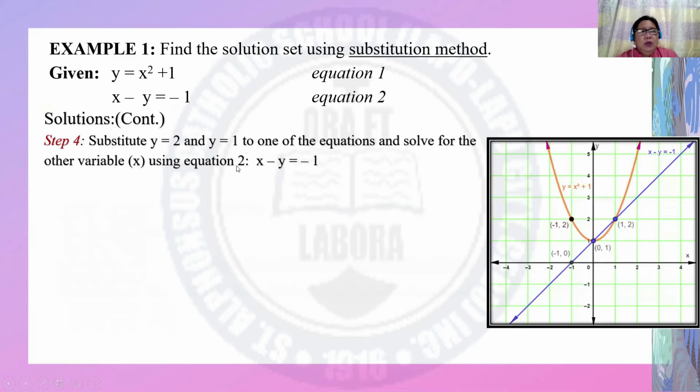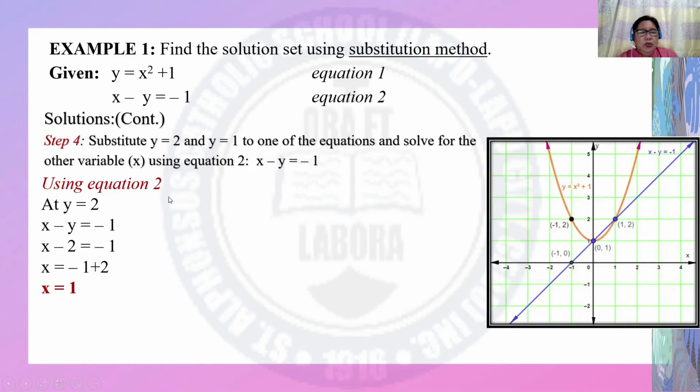Here, we're using equation 2, which is x minus y is equal to negative 1. If you would like to use equation 1, you can do it. So using equation 2, at y is equal to 2, we are going to change y into 2, so x minus 2 is equal to negative 1. And transpose negative 2, it will become positive 2. So negative 1 plus 2 is equal to 1. So x is equal to 1.